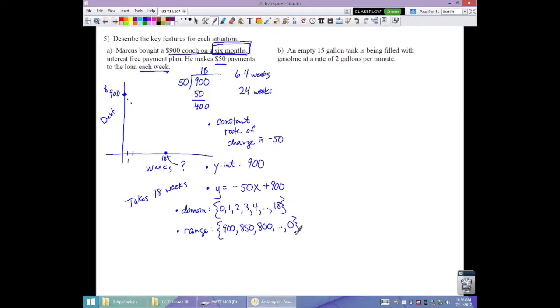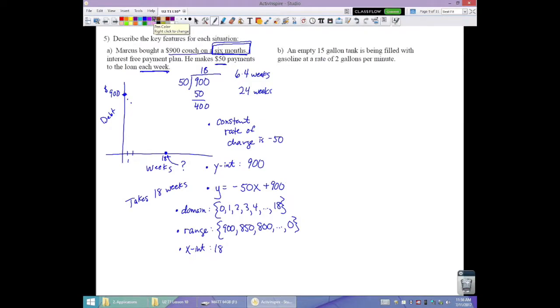No increasing or decreasing intervals. Since I do reach a debt of 0, that's going to be an x-intercept of 18. And I would think that that's pretty much our most important features here for this relationship.